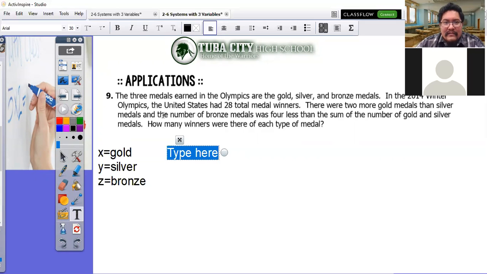The United States had 28 total medal winners. Now every medal is worth the same amount. So it's not like gold is worth this much and silver is worth another amount. So in this first one here, we have X, Y, and Z, and this is just the total number of medals. Now, the second statement says there were 2 more gold medals than silver medals. And the number of bronze medals was 4 less than the sum of the number of gold and silver. How many were each of these types of medals?